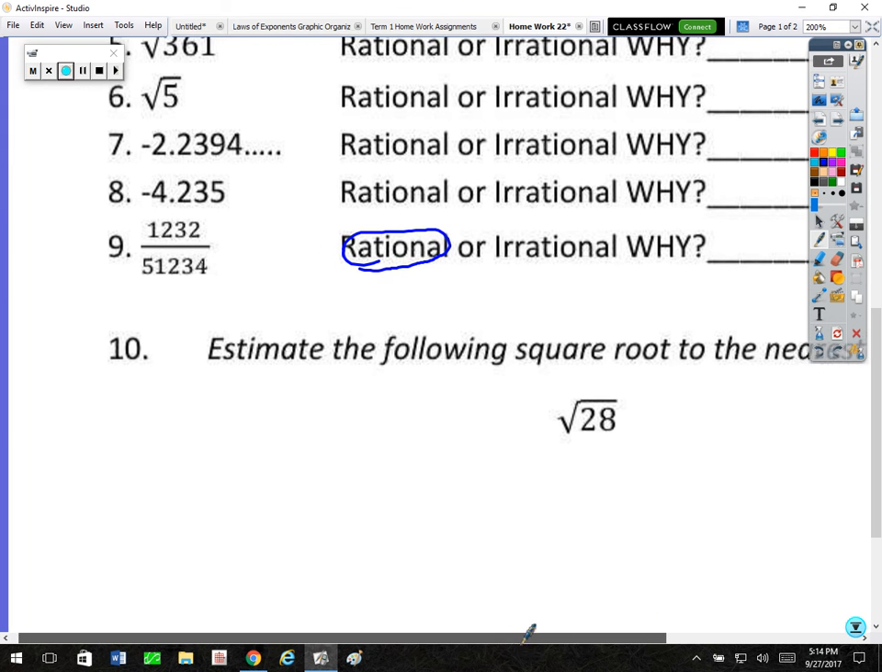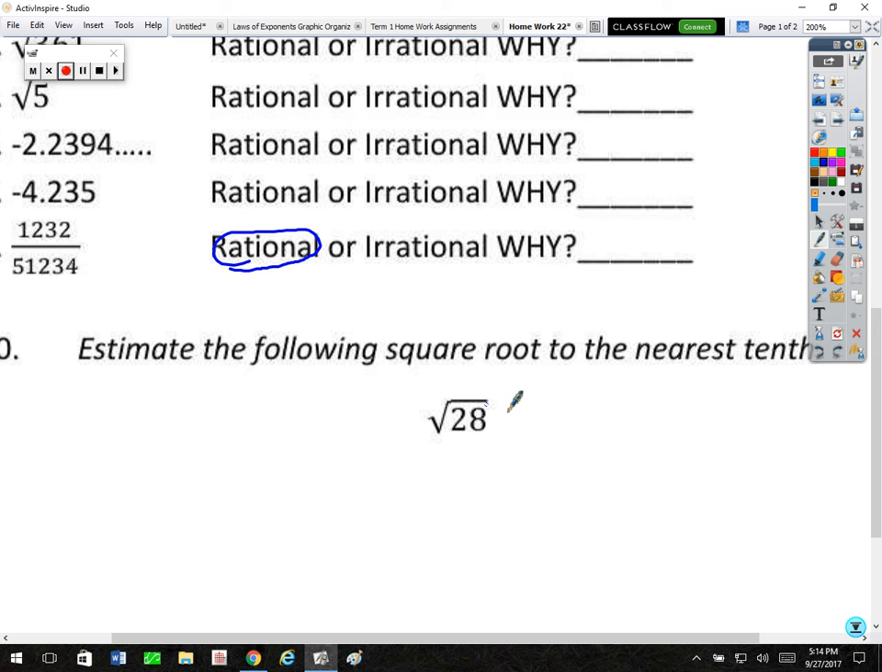Estimate. Oh, we've worked a bunch of these in class, right? So remember, the first thing I'm looking for is the perfect square roots on either side. This is going to ask you to the tenths. So when you set these up, remember your first perfect square root, and then you're going to create your fraction. Remember this number minus this number, and then this number minus this number.